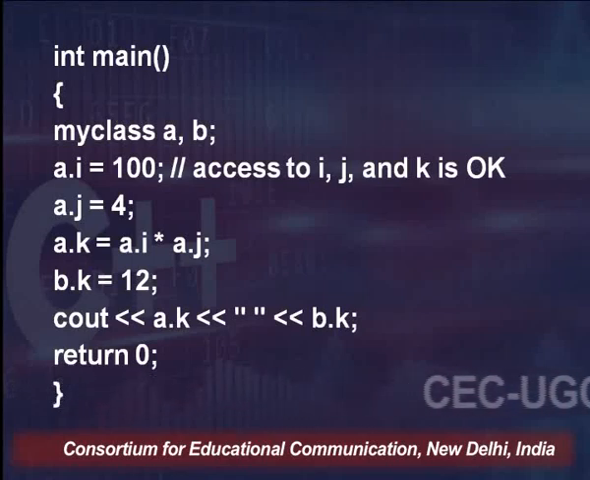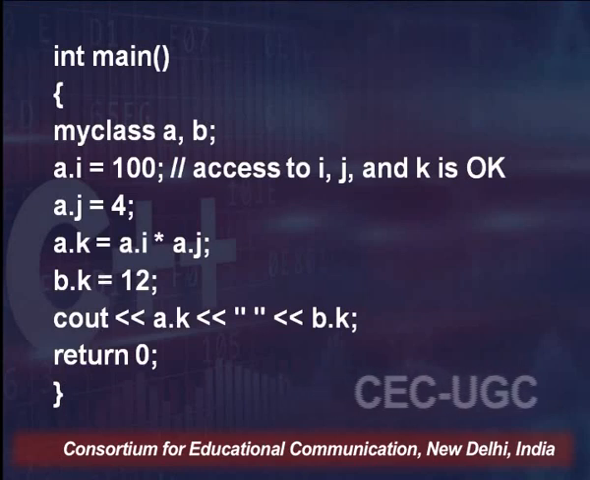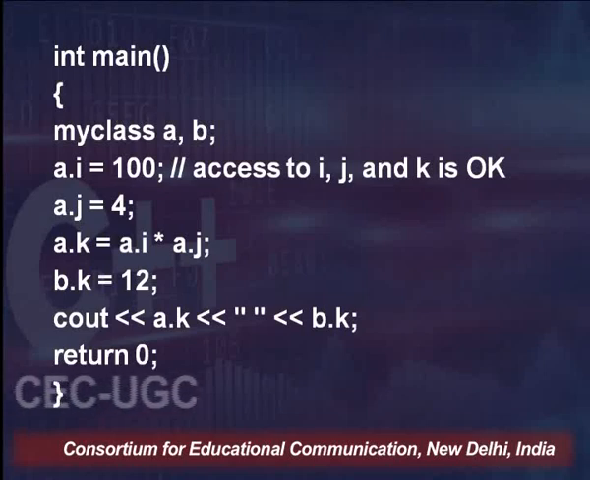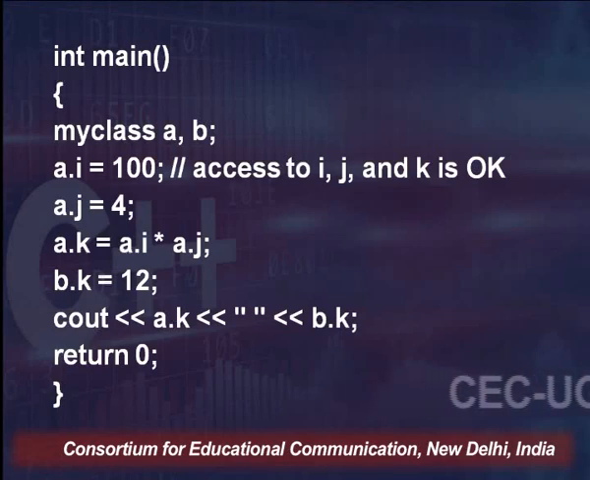So here A and B are objects of the class, and to A dot i I have assigned a value, then A dot j another value, and then A dot k is an expression which is A dot i into A dot j, and on the next line I have used that k, which is a public member, with the object B by just placing the dot operator, that is B dot k, and then we have printed some values, and all these statements are perfectly fine because i, j and k are your public members.